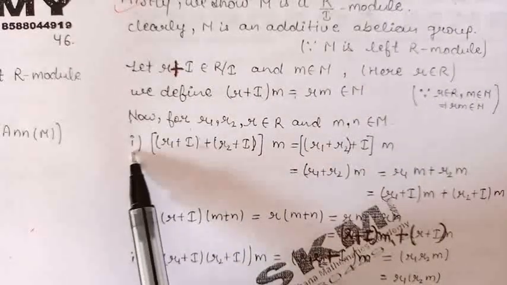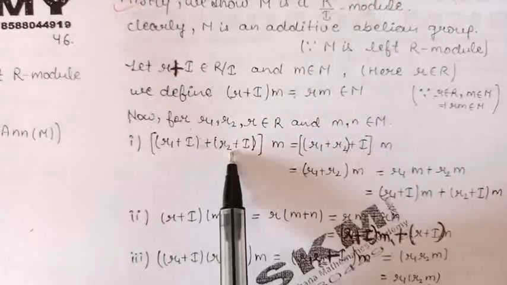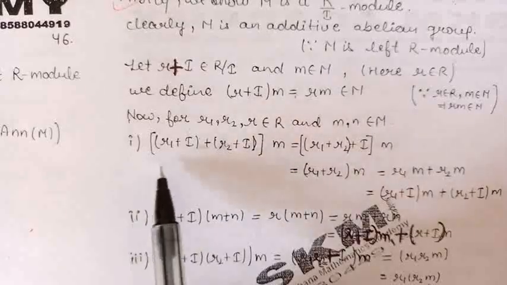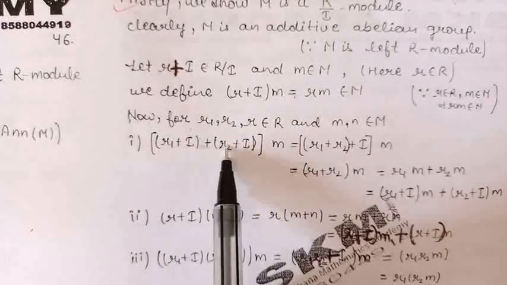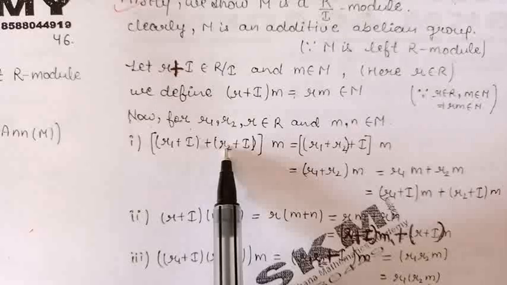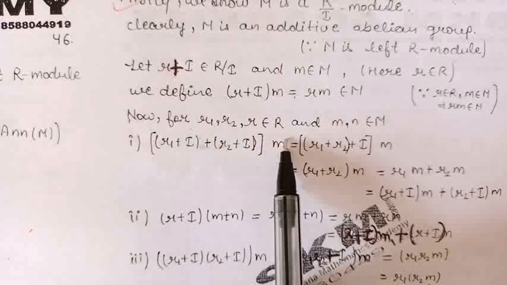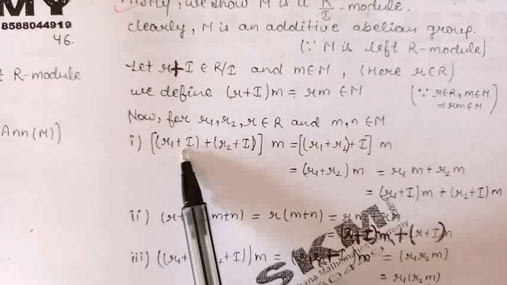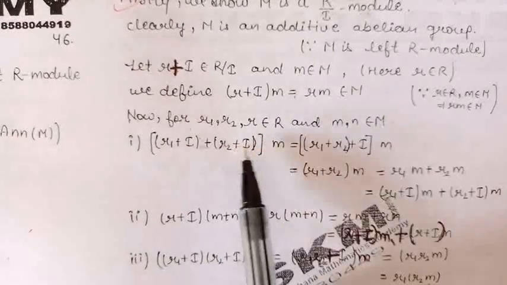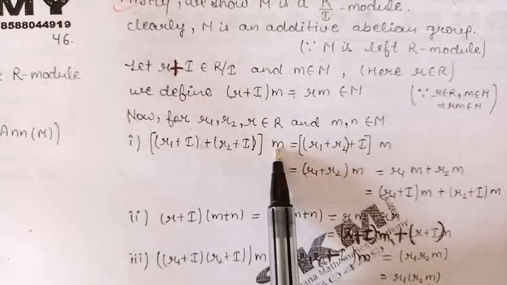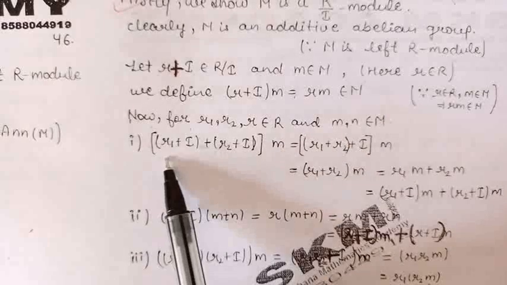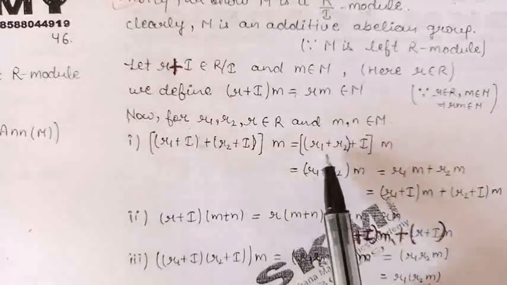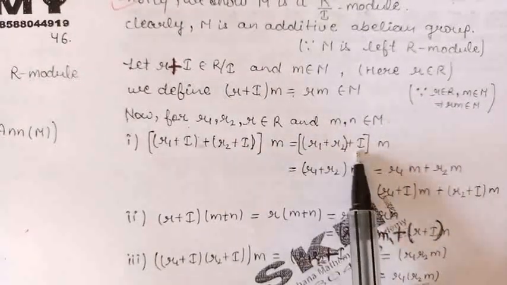In the first condition, we take two elements from the ring R by I and one element from the module M. So let us take r1 plus I and r2 plus I, two elements of the quotient ring R by I, and element m belonging to module M. Let us find (r1 plus I plus r2 plus I) into m. Now by definition of addition in quotient rings, this r1 plus I plus r2 plus I can be written as (r1 plus r2) plus I.